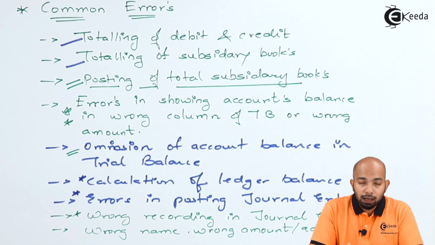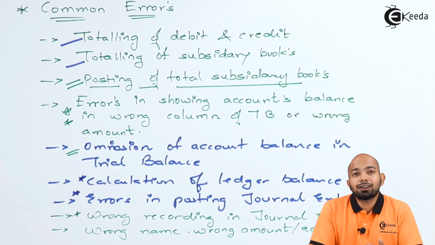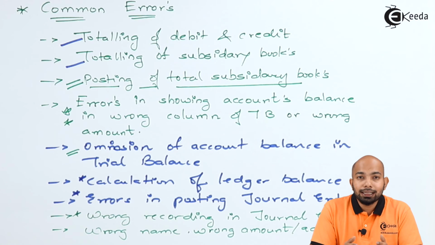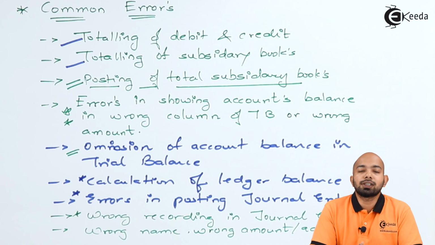If such errors occur, that means there has been a transactional error or a journal entry posting error. To rectify this, we'll have to pass certain entries which will reverse the exact entry. Once that is done, this rectified entry will go into the books of account and the rectification will be done there. That will give a flawless ledger balance which will be carried forward to the trial balance, and after that the statements of accounts, that is the profit and loss account and balance sheet, will be correctly formed. Now let's go on to the last common error that we find.